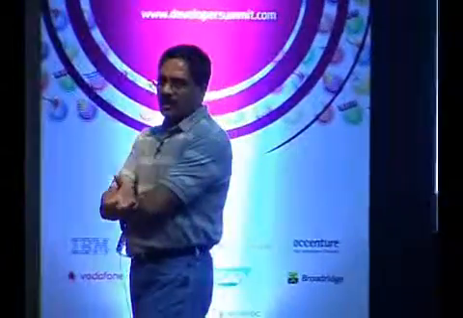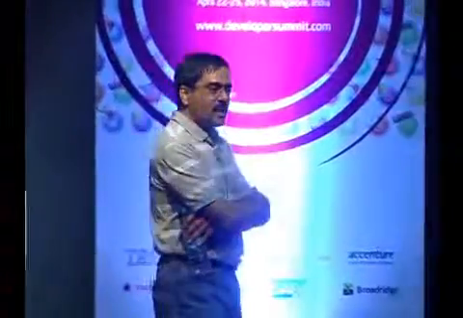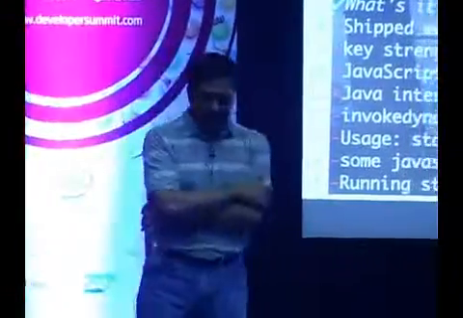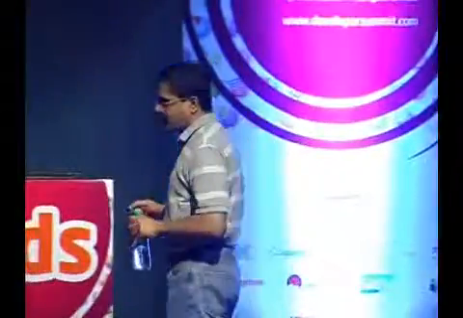So the name Rhino is taken. What do you do? And everything else has to be somehow related to Rhino now with JavaScript, right? Nashorn is German word for rhino. So that's where it came from. So this is the reincarnation of the JavaScript engine.